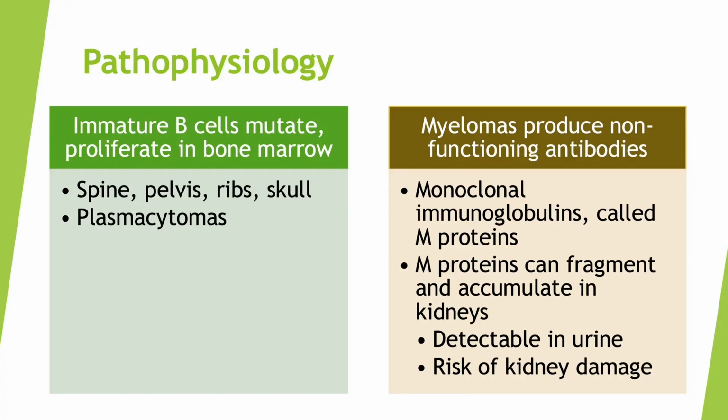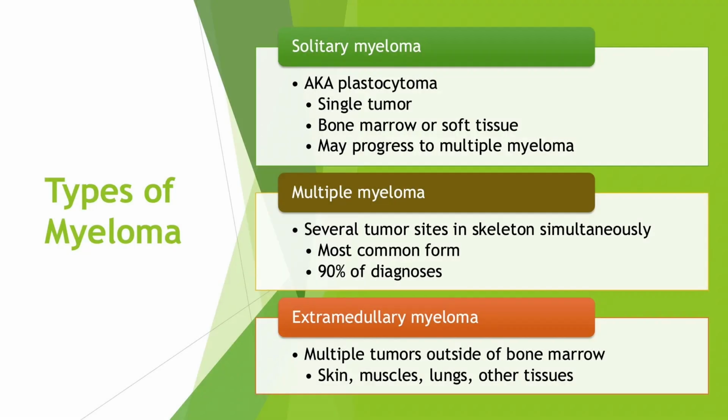This accumulation creates a risk of kidney damage. There are 3 types of myeloma. Solitary myeloma, also known as plasmacytoma, is a single tumor that can occur in bone marrow or soft tissue. It may progress to multiple myeloma over time. Multiple myeloma involves several tumor sites in the skeleton simultaneously. This is the most common form, accounting for 90% of diagnoses.